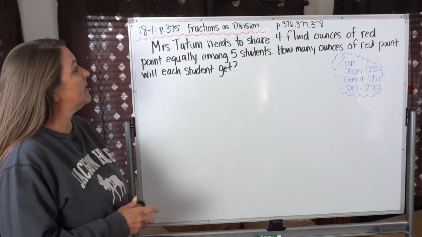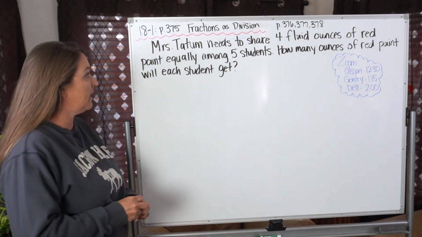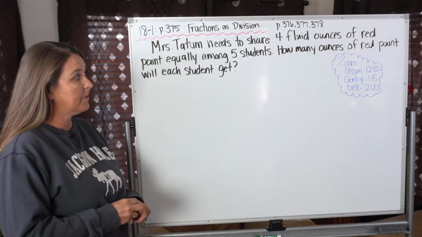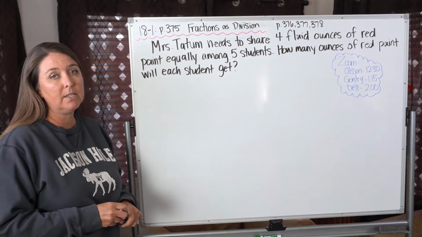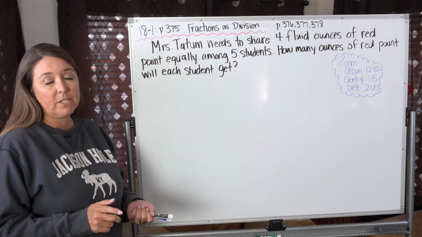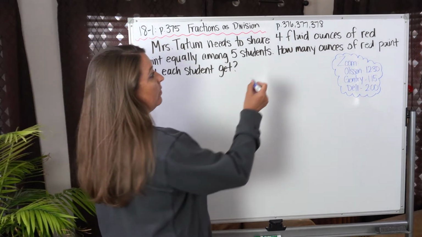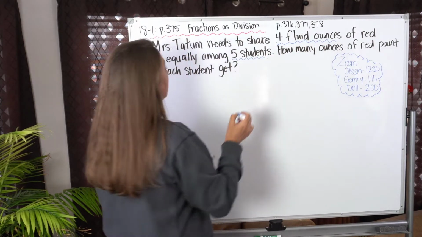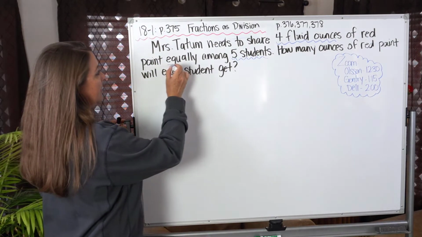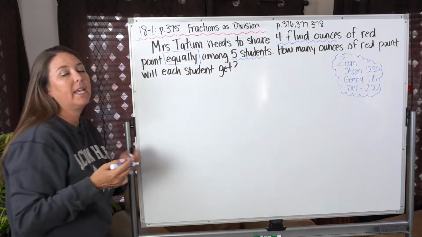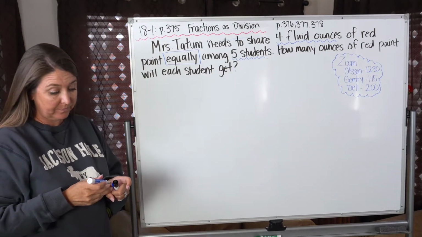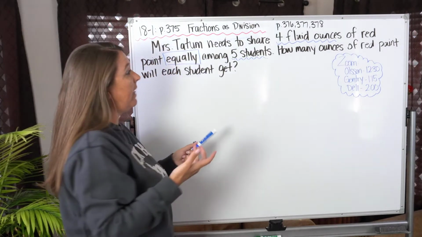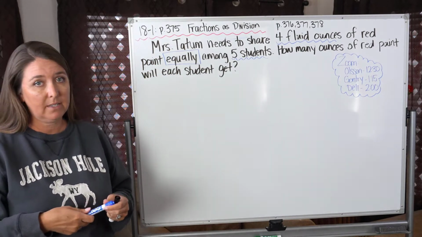So, Mrs. Tatum needs to share 4 fluid ounces of red paint equally among 5 students. How many ounces of red paint will each student get? The information that is important here would be the 4 fluid ounces, as well as 5 friends, and this word equally, so that we're saying that everybody has the same amount. What are we trying to find out? We're trying to find out how many ounces of red paint will each student get.